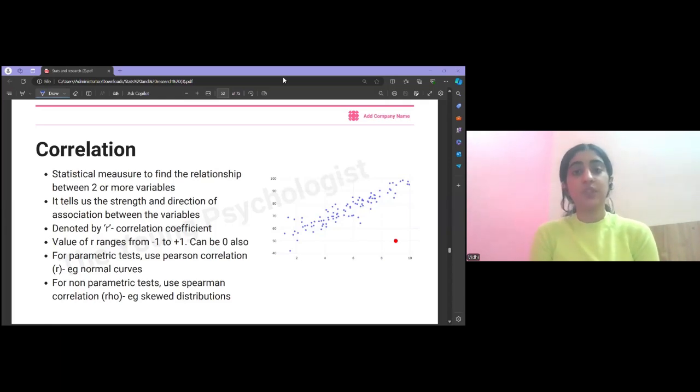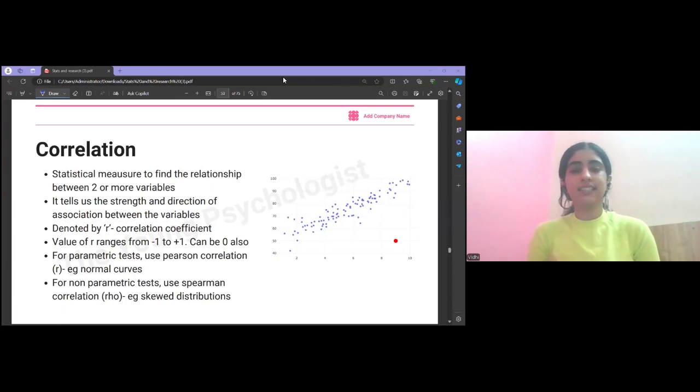Today we'll be looking at a very important topic from the entrance point of view, also the interview point of view, because many questions are asked from this topic particularly, which is correlation. Most of us have been introduced to correlation in some form or the other, whether it is our college practicals or our own research. So today let's look at everything about correlation in detail.